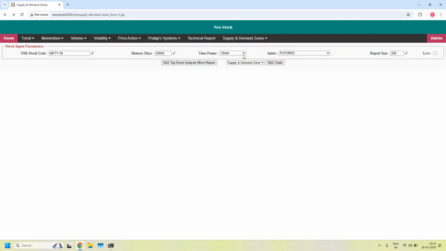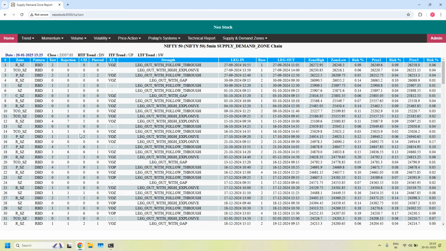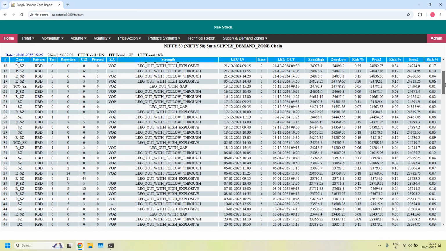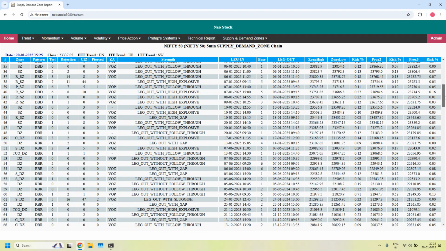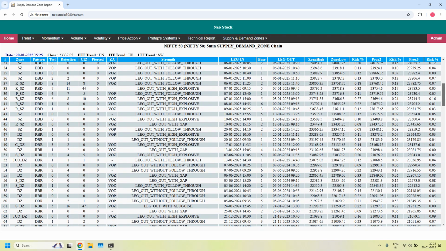Okay, next 5 minutes supply demand zone chain for NIFTY. And these are all supply zones. So let me scroll the list down so that you get demand zones. Okay, here you have the nearest demand zone. Below you are seeing high liquidity zones, and above also you are seeing high liquidity supply zones.